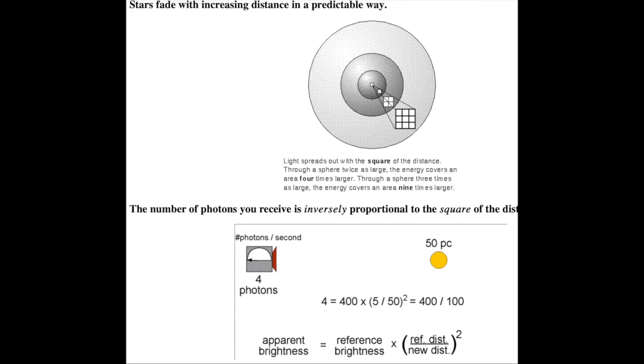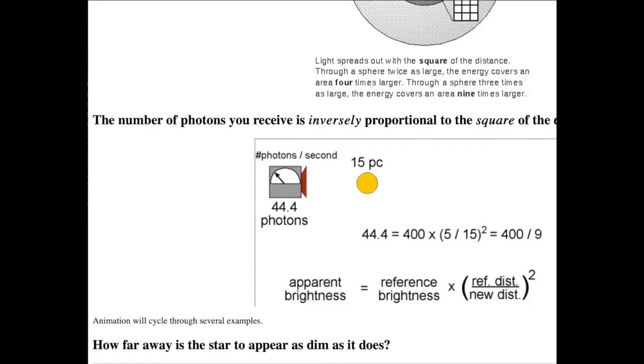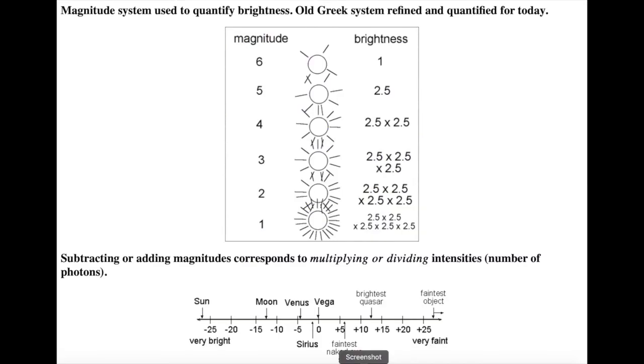Notice that the brightness of stars works the same way as gravity does. When finding a star's distance, the question is, how far away is the star to appear as dim as it does? Next slide. This slide describes the magnitude system, which quantifies the brightness of an object.